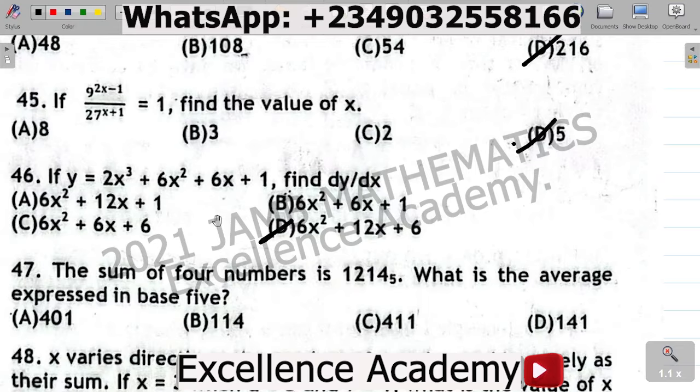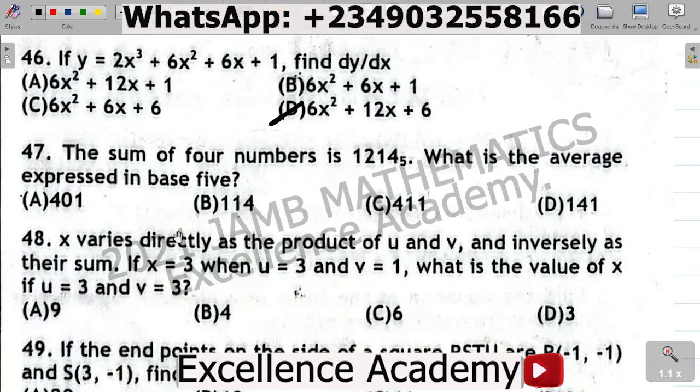Now you want to take note that this question here is under differentiation, and we've treated differentiation in a complete playlist. All right, so go to playlist, go to differentiation, you will see the step-by-step classes or video tutorials on this. All right, next up, 47.